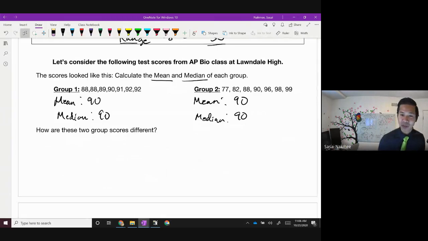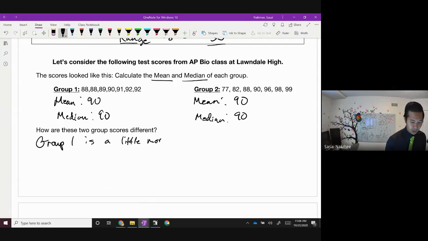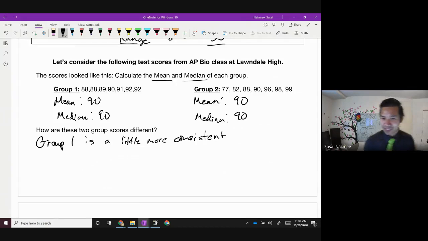You're looking at the lowest value. So group 2, group 1 is a little more consistent. Man, my dyslexia is kicking into high gear today. A little more consistent, right? My vocabulary is not consistent, I can tell you that much.